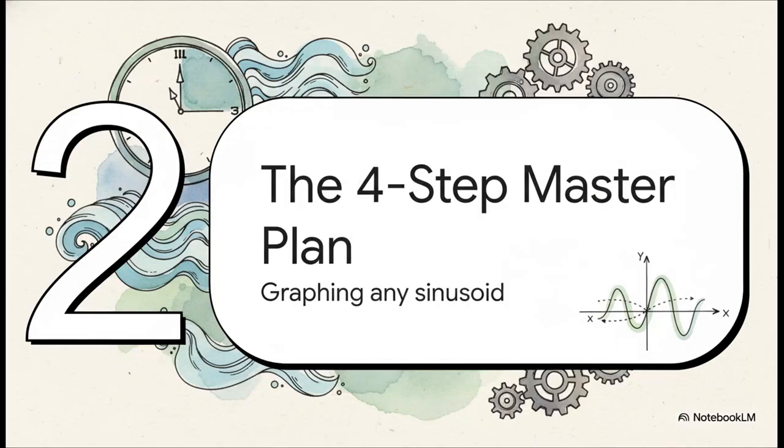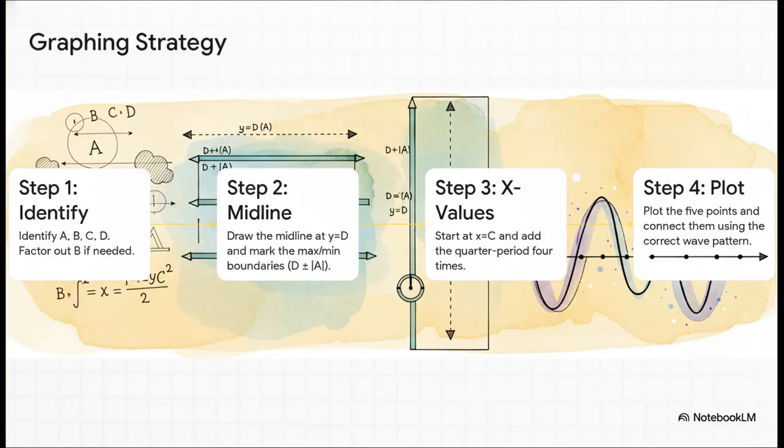Okay, so we know the players, now it's time for the game plan. This is the four-step method that's going to work every single time, for any sine or cosine function they throw at you. Here's the whole strategy. Step 1, identify your A, B, C, and D from the equation. Step 2, draw your framework. That means the midline plus the upper and lower boundaries for the wave. Step 3, calculate the 5 key x values that will define one perfect cycle. And finally, step 4, plot those points and connect them with that classic wave shape. It's a system, and it works.